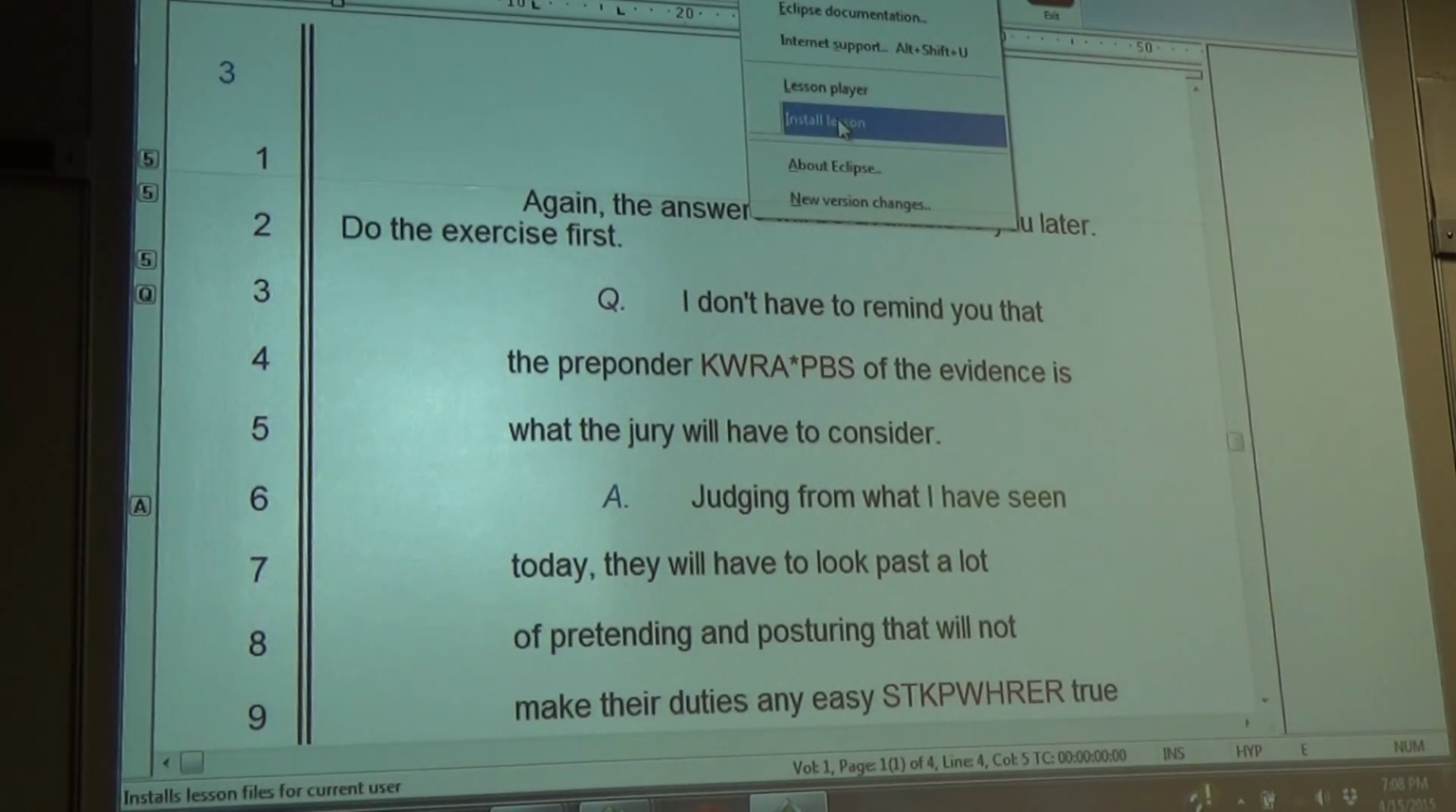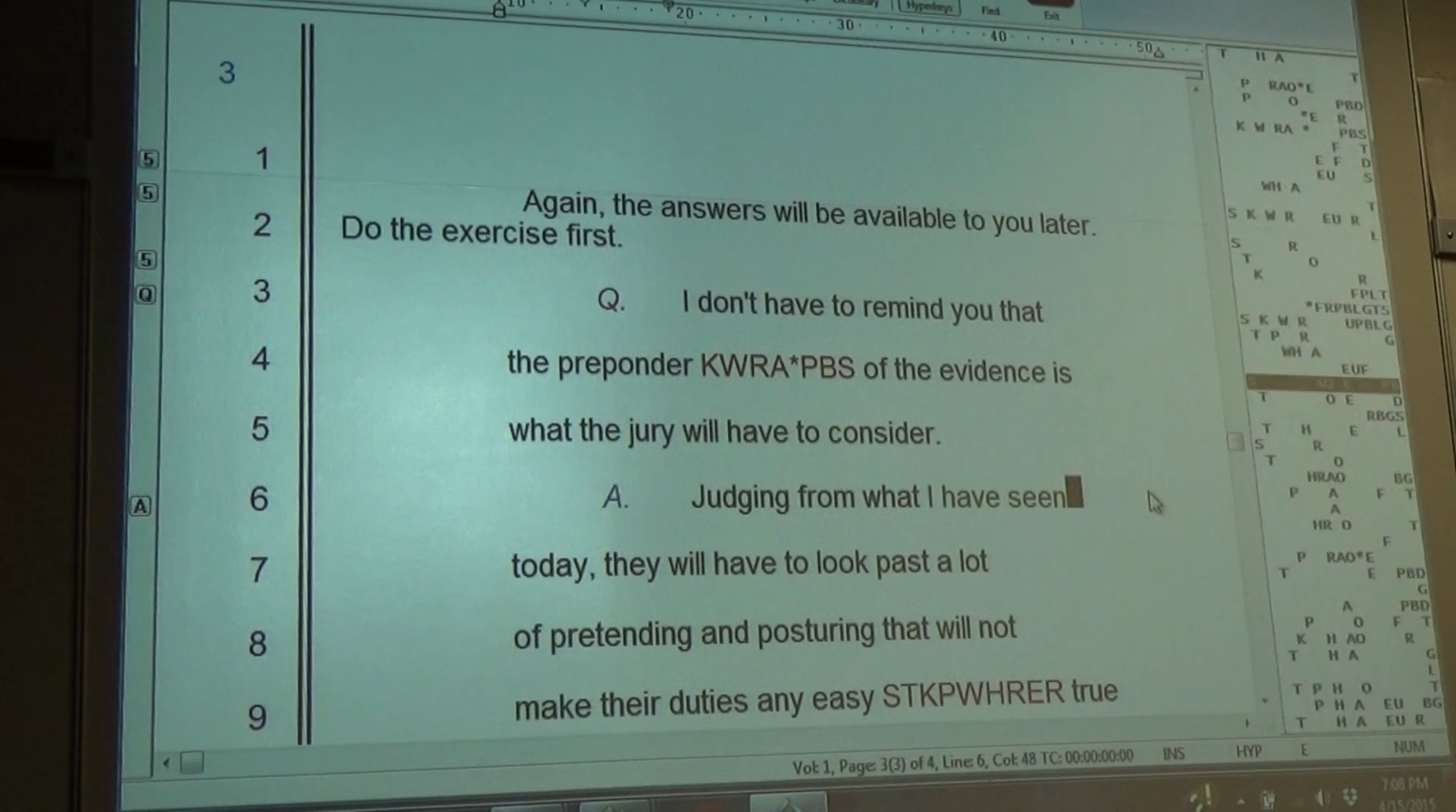Go into install lesson, highlight it. Yeah. And if you just want to do this one lesson, then you just highlight that one lesson, press enter, and it should reset it, okay? So, yeah, I just probably never reset mine or whatever. So that's probably what they're doing, okay?